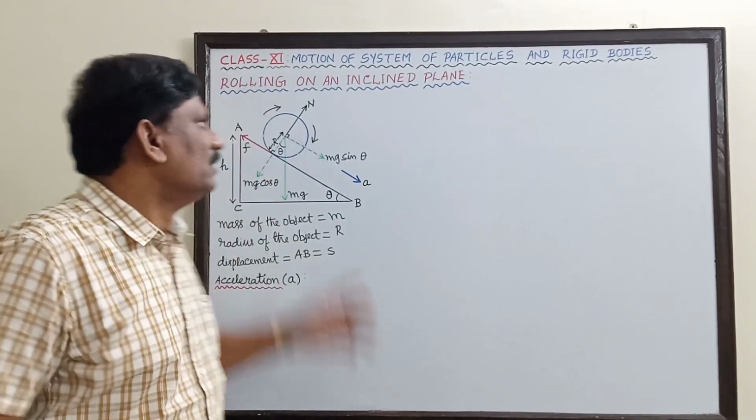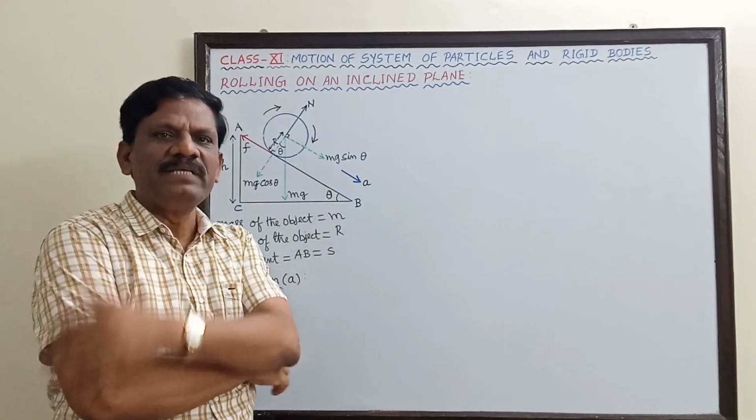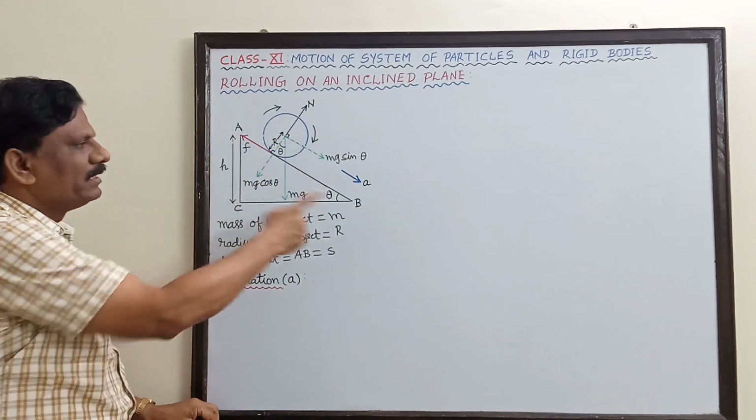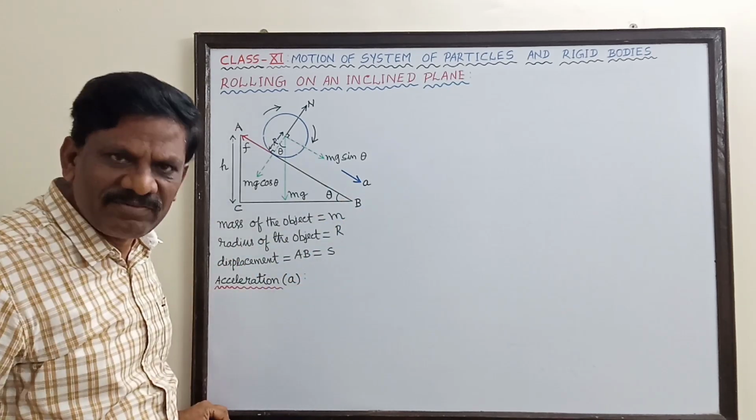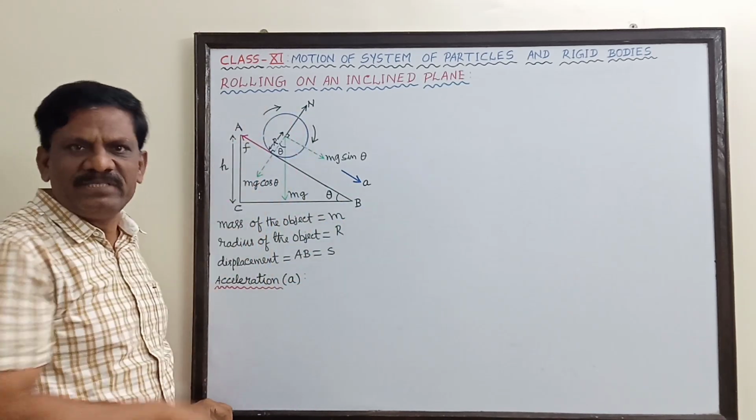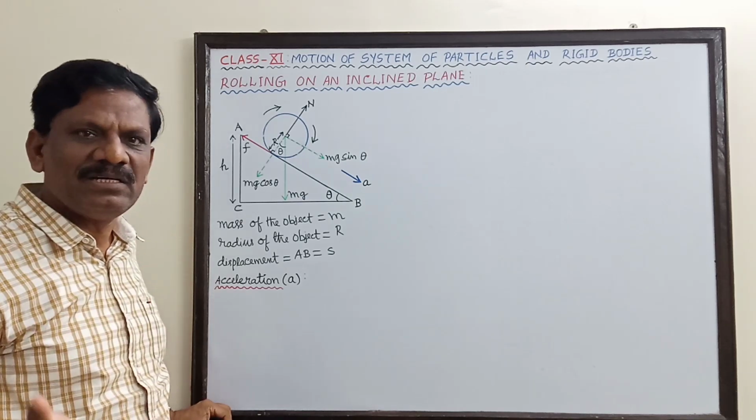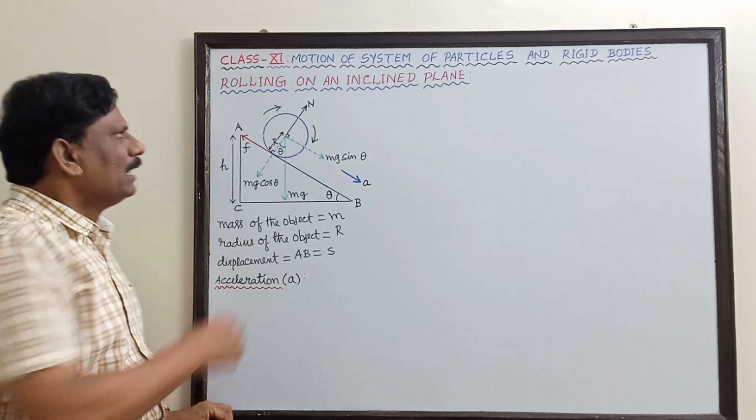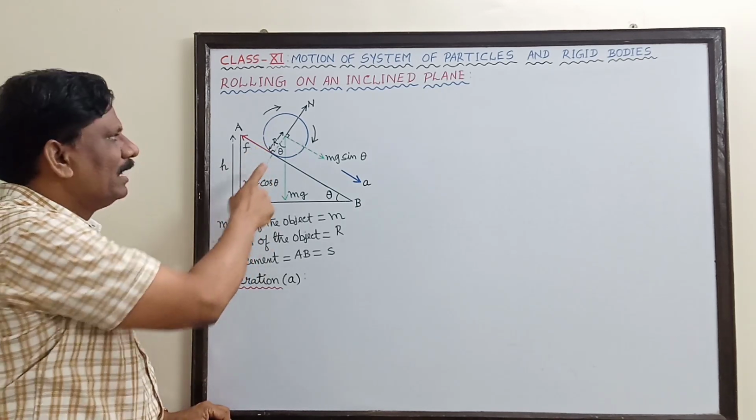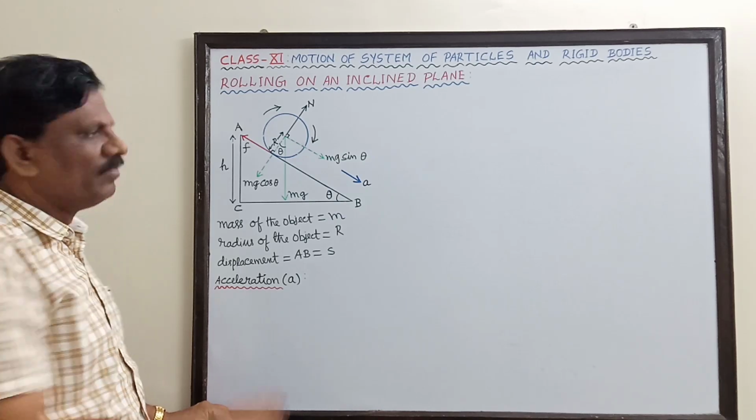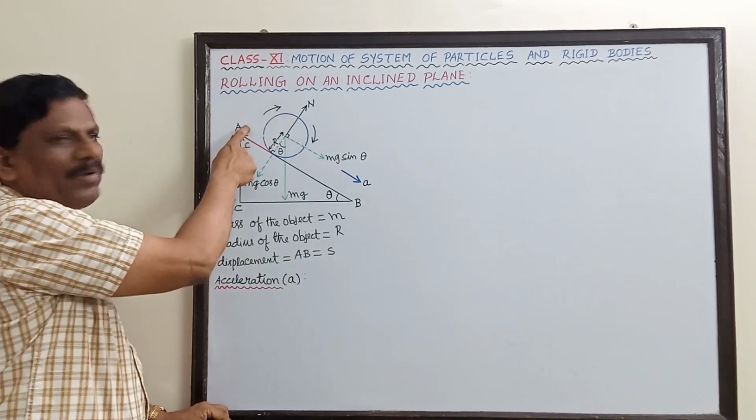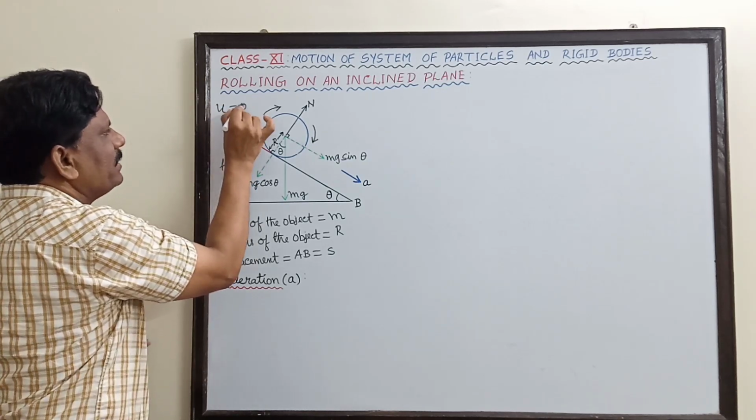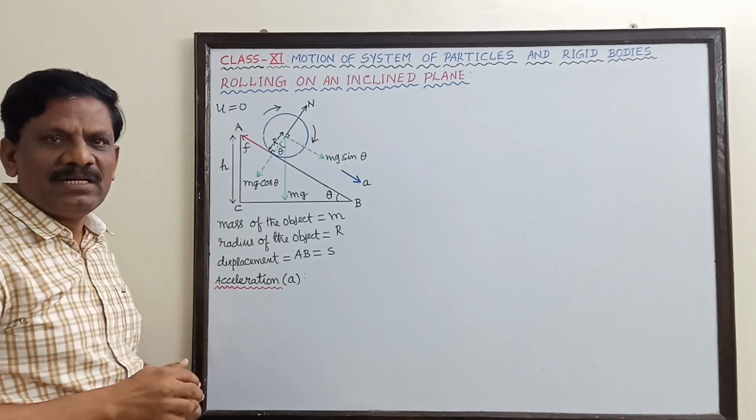Hi students, now we are going to discuss an object rolling down an inclined plane. You can see here AB is an inclined surface on which a round object, maybe a circular plate, disc or sphere, is placed. Its shape is round, its radius is r and mass is m. When it is kept on the inclined surface at the point A, its initial velocity is 0. When I leave it, it will roll.